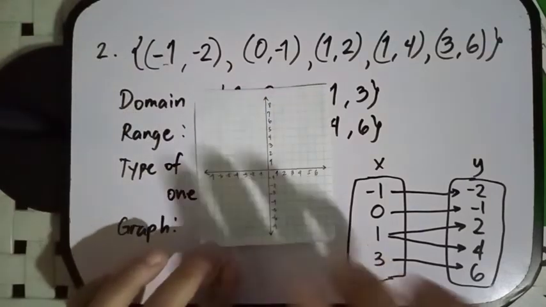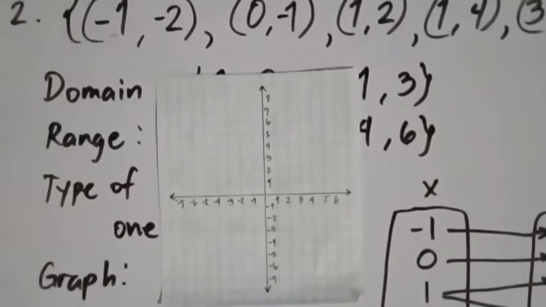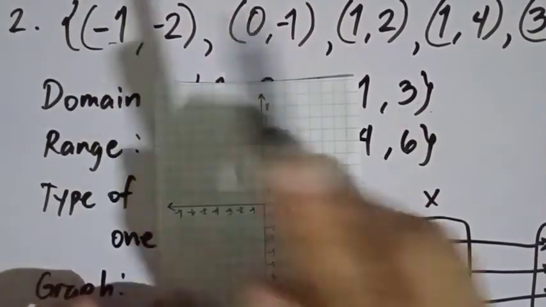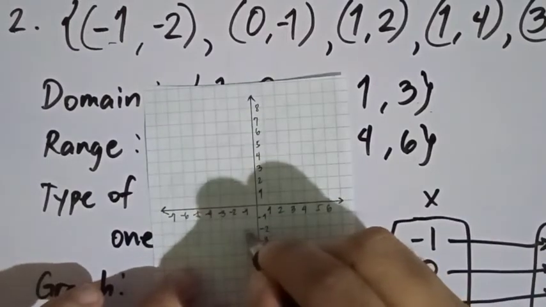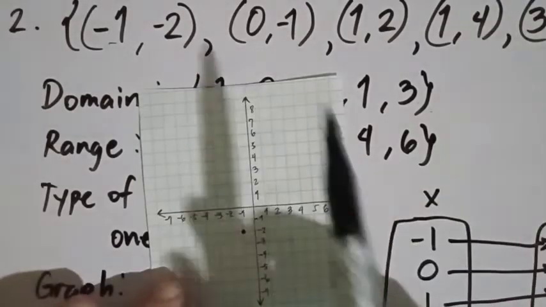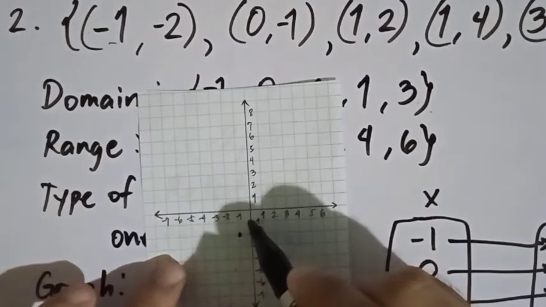So, dito natin i-graph yung relation. Okay? So, mag-umpisa tayo sa 1, 2 or negative 1, negative 2. Ayan. So, nasa third quadrant siya. So, dito siya. Ayan. Tapos, 0, negative 1. So, nasa y-axis siya mismo. So, dito siya.